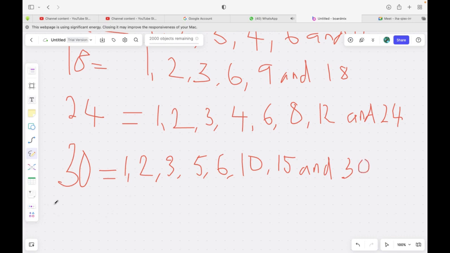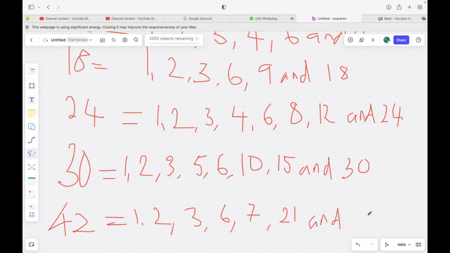So for every number, like 42, if we give you 42, this is how we obtain the factors. Now you know how to do factors. Here, 1 is a factor of 42, 2 is a factor of 42, 3 is a factor of 42, 6 is a factor of 42, 7 can go into 42, so 7 is a factor of 42. After 7, 21 is a factor of 42, and 21 is the midway. After 21, the next factor is 42 itself.